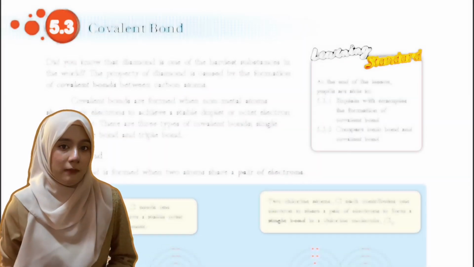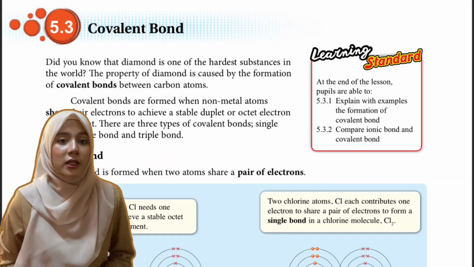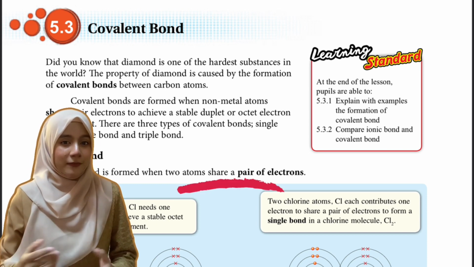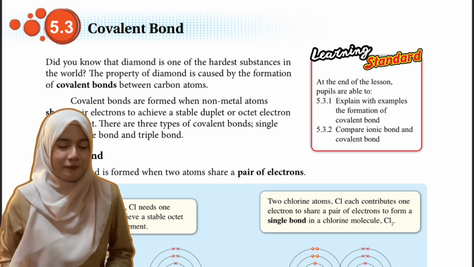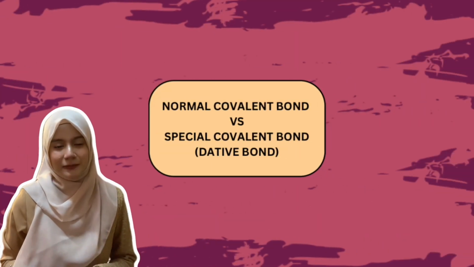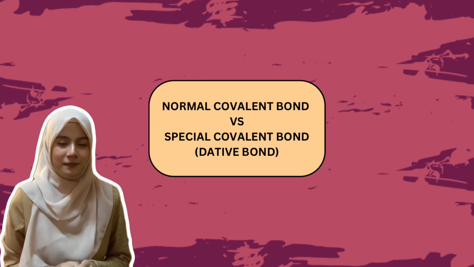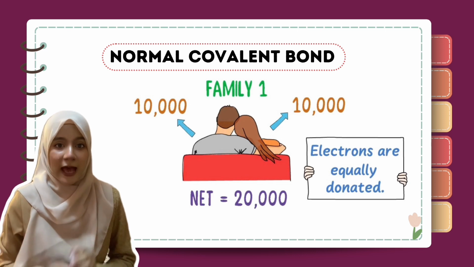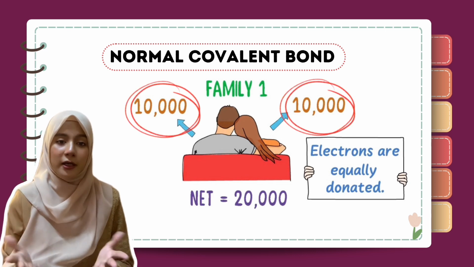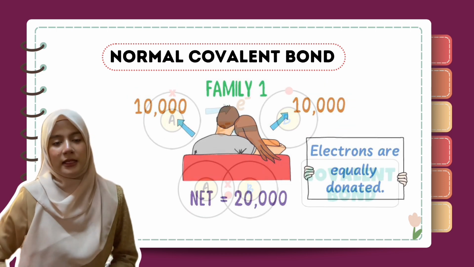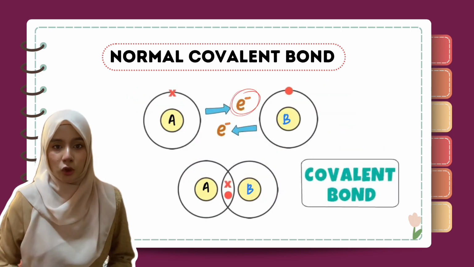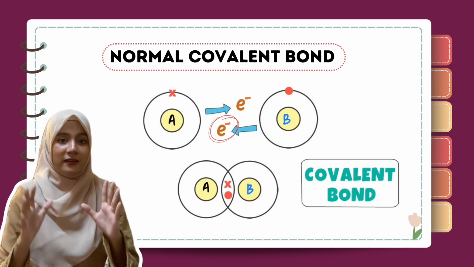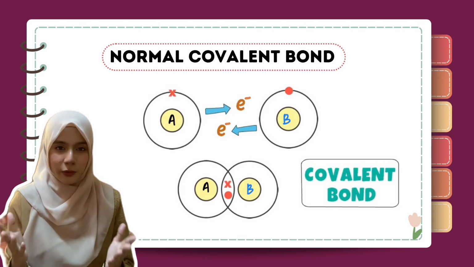Previously, you already learned about covalent bond. But the covalent bond that you have learned before is a normal covalent bond. Dative bond is a special covalent bond. Now, let's see the differences between dative bond and covalent bond. So, for the normal covalent bond, the amount of electrons that have been shared between both atoms are equal. It means that if atom A shares one electron, atom B will also share one electron to achieve their stability. Fair and square, okay?